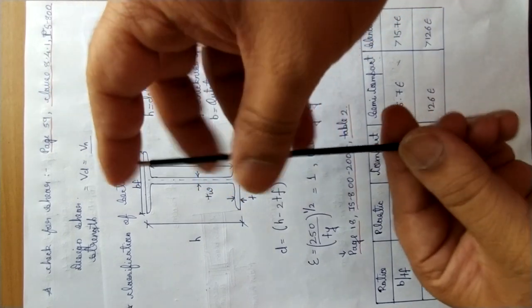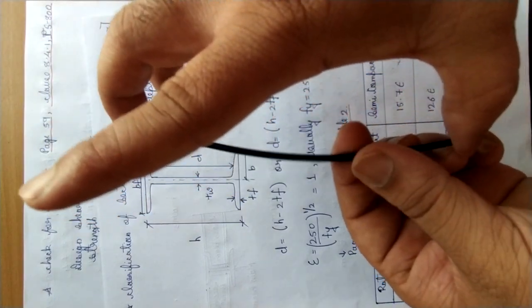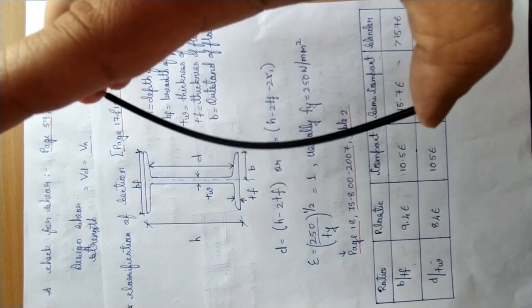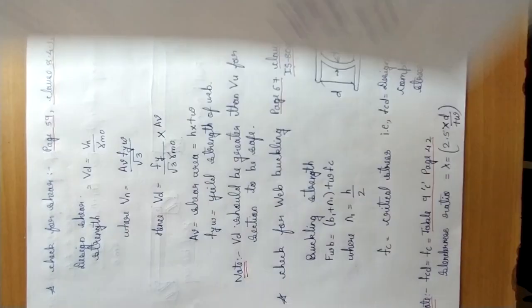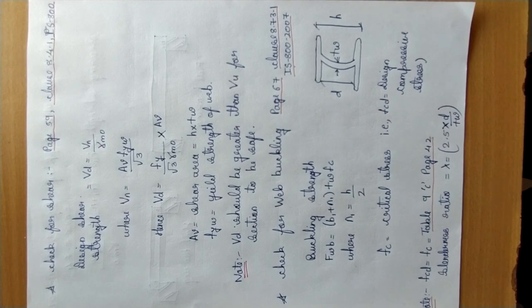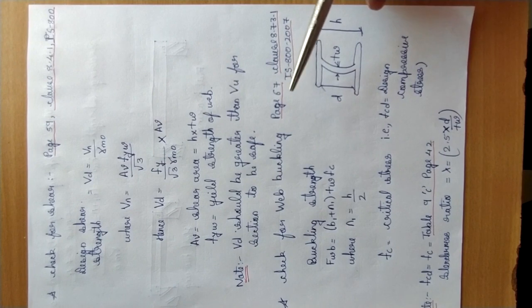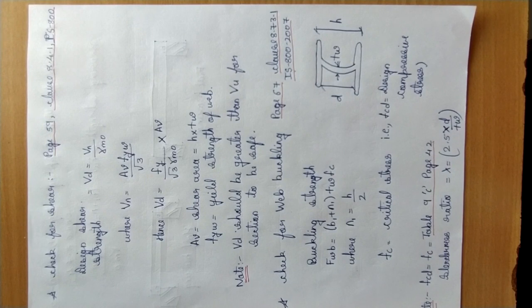So this will behave just like a thin section. What will happen when the loading is done? It tends to buckle. So we need to check it for web buckling. How do we check? There is a provision and guidelines given on page number 67, clause number 8.7.3.1 in IS 800:2007. So let us go to page number 67 of the IS code book.